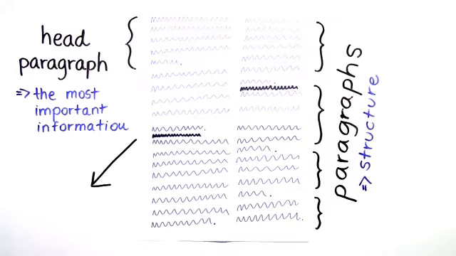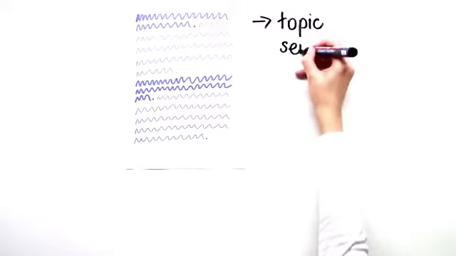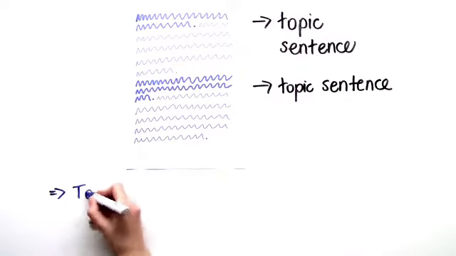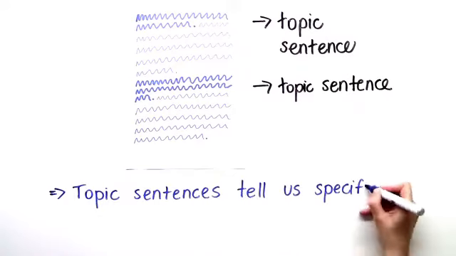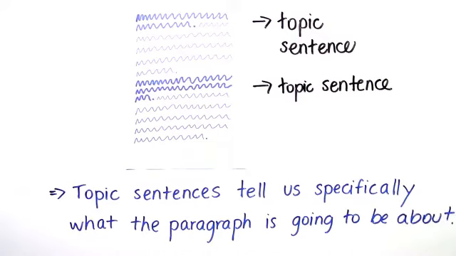Also here you can sometimes find subheadings. They make the reader interested in what's in the next paragraph. In many factual texts, paragraphs start with a topic sentence. This is the first sentence of the paragraph, which states very specifically what the paragraph is going to be about.